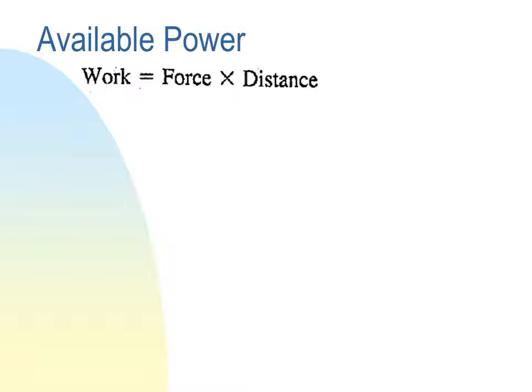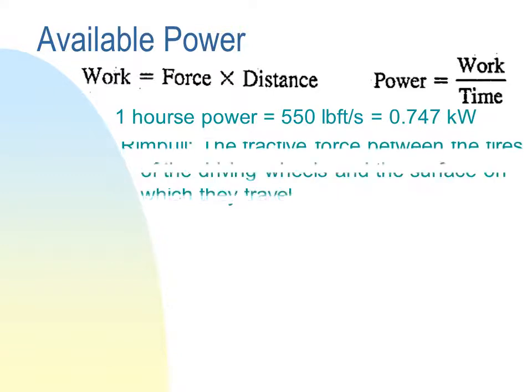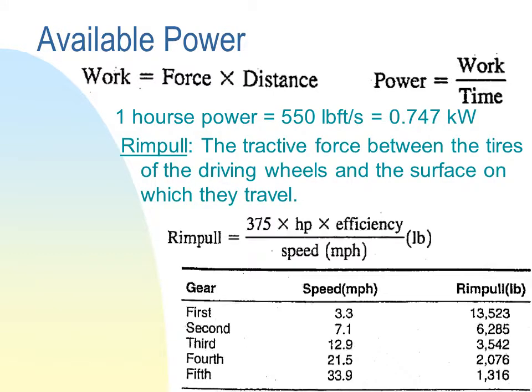So if we go back to dynamics, work is actually the dot product between force and distance. And since power is work per time, power is the dot product between force and velocity. So if we go back to a formula like that, by the way, this 375 is a conversion factor due to the horsepower.